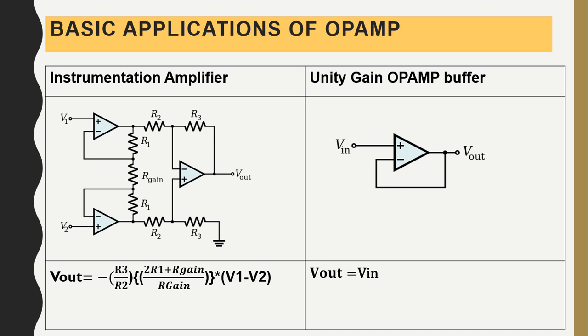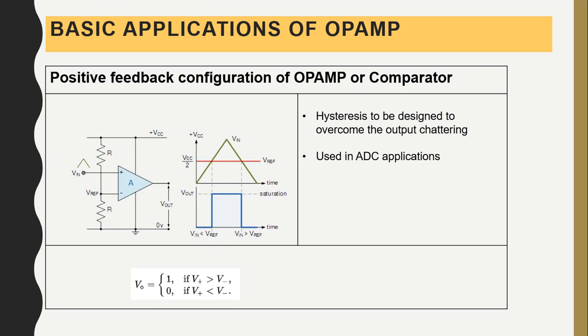And another one, unity gain op-amp. This is a popular one. Input equals output. Input is connecting to the non-inverting terminal. Just for isolation purposes, these unity gain op-amps are used.